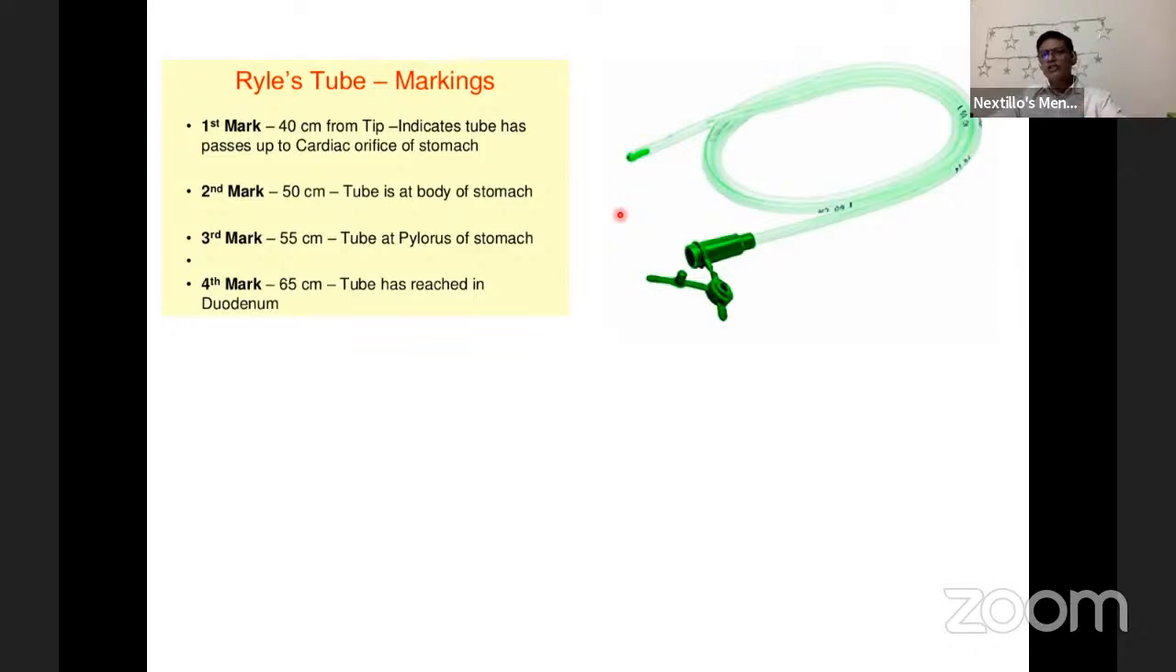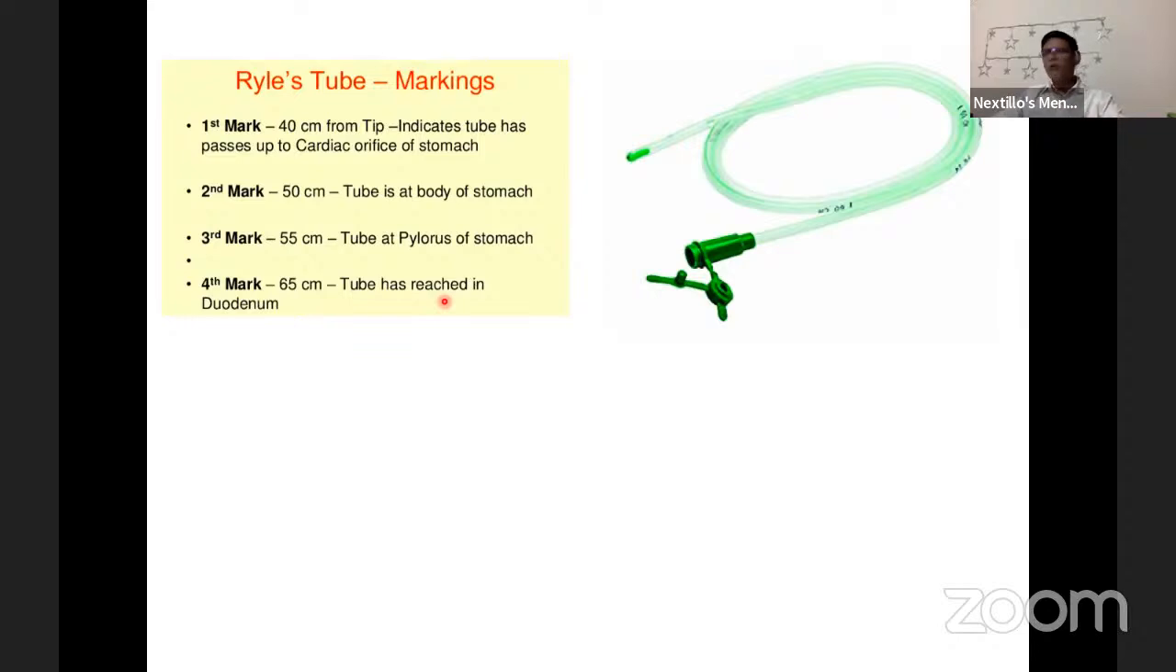When we reach this mark, we know that the tube is in the body of the stomach. The third mark is 55 centimeters, and now we know that the tube is at the pylorus. And then the fourth mark is 65 centimeters, which means that the tube has reached the duodenum.